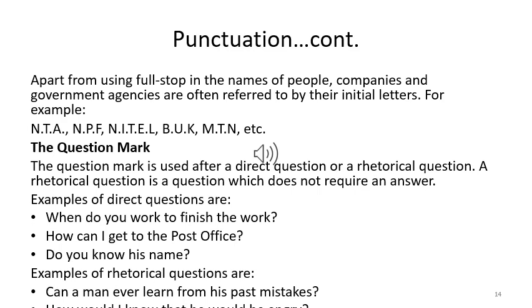And as you know, the sign of the question mark is there after the sentences that you can see in front of you. And examples of rhetorical questions are: can a man ever learn from his past mistakes? How would I know that he would be angry? These are rhetorical questions, and often they also come with a question mark after them.